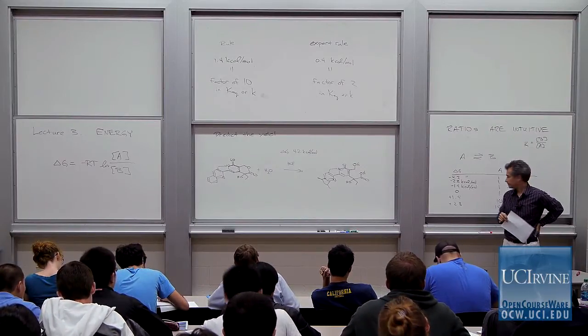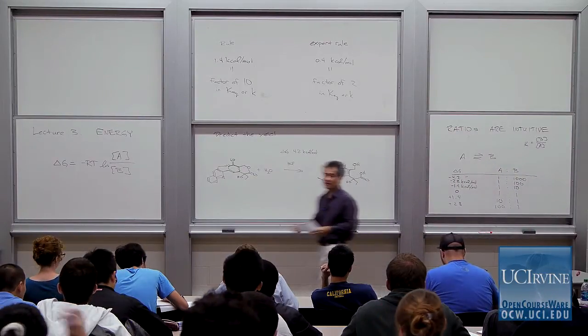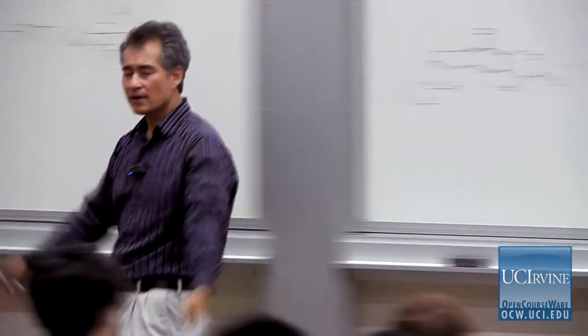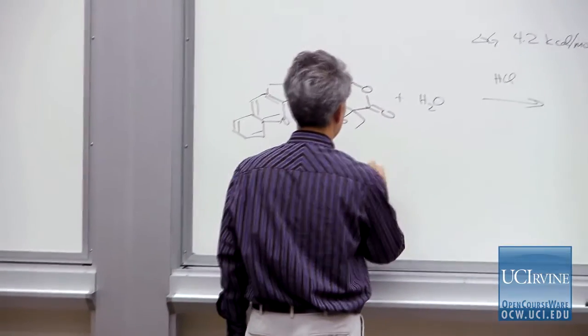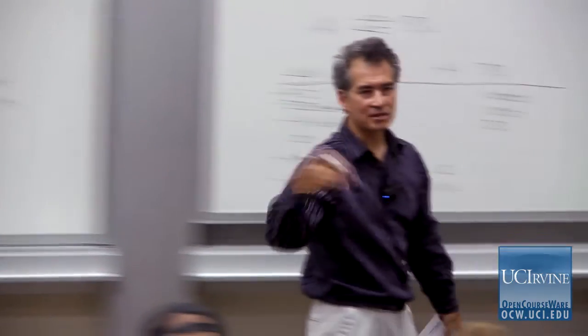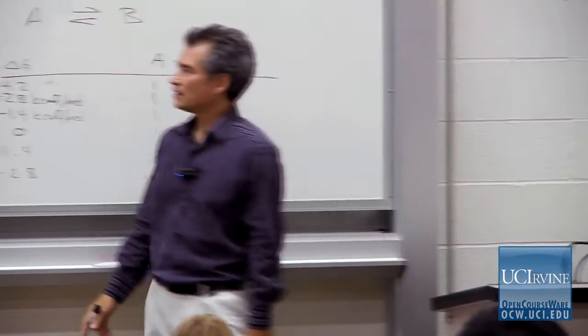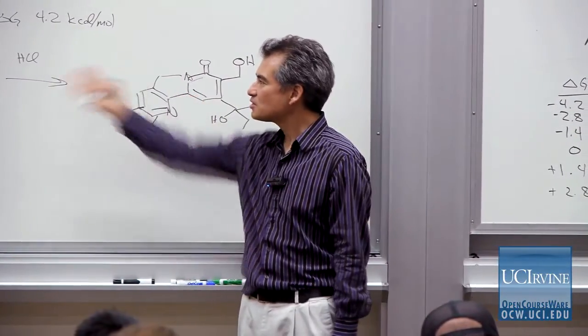What's the yield? Very low. It's very low. At equilibrium, the ratio is going to be 1,000 to 1. That's 3 factors of 1.4. If it's uphill by 4.2 kcals per mole, you have no chance of doing this.